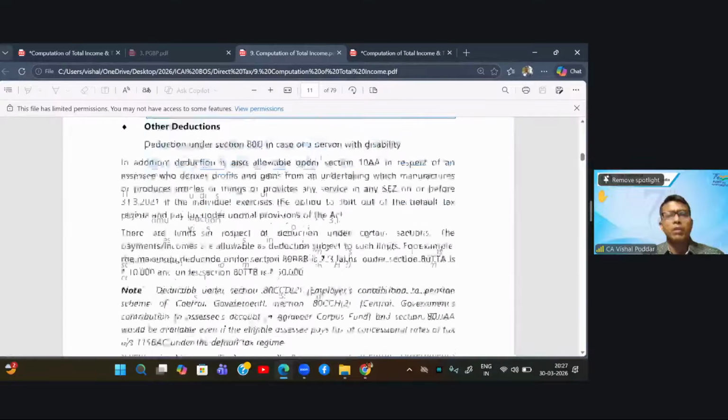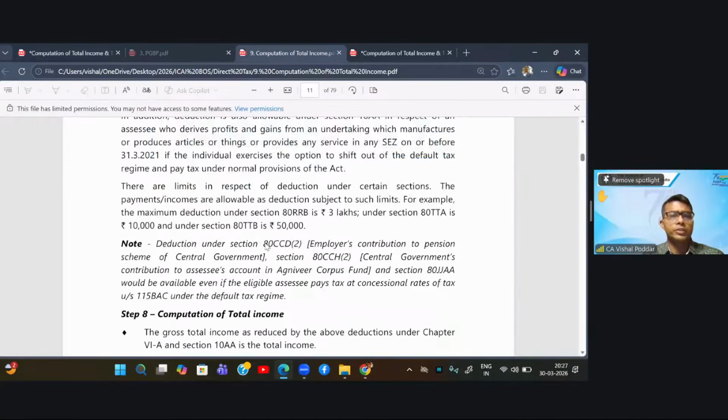I understand. So here we discussed now that only 3 deductions are allowed in the new regime: 80CCD2, 80CCH2, and your 80JJ. Except these 3, no other deductions are allowed in the new regime.